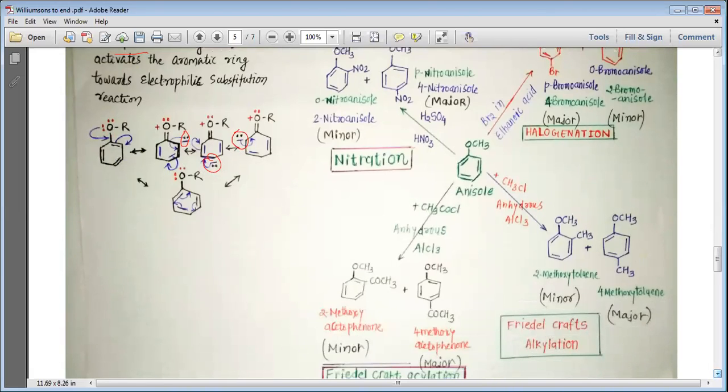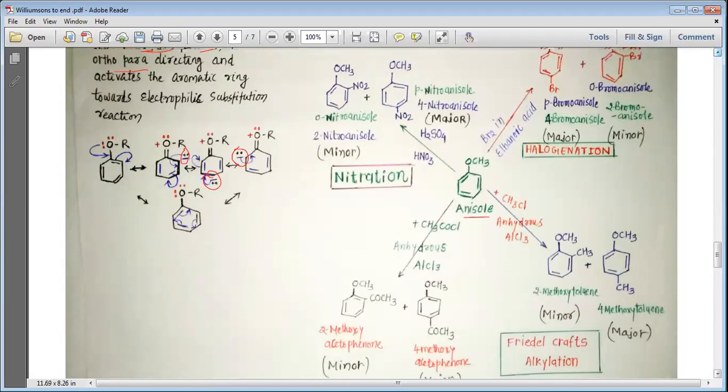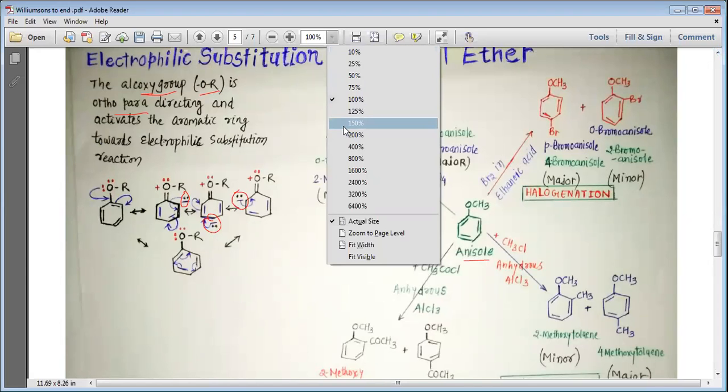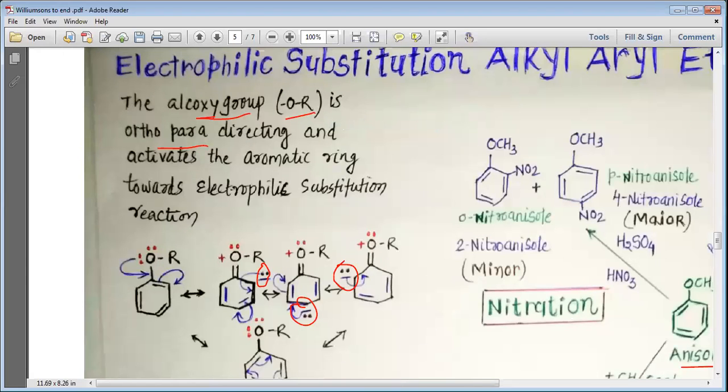In the various reactions, you will see that anisole, or methoxybenzene, will give us products which are ortho-para directing. So let us first study a few reactions given by them. Let us have a look at the different reactions given by anisole.